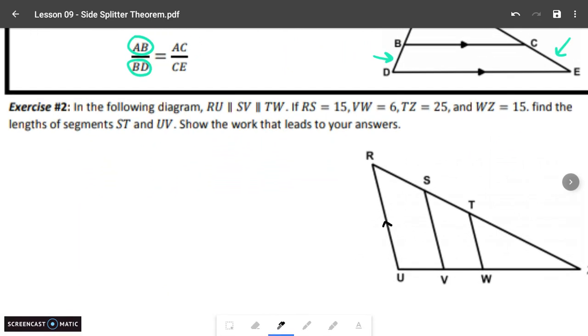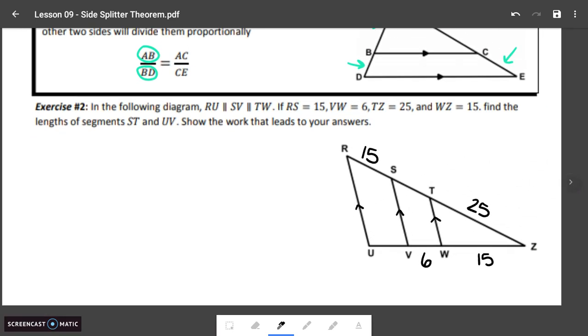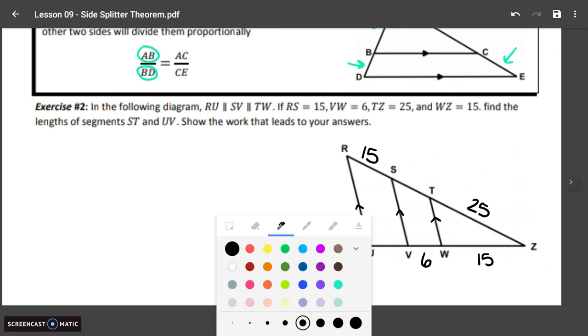So in the following diagram, we know that RU is parallel to SV, is parallel to TW, which we mark with an arrow. RS is a length of 15, VW is a length of 6, TZ, length of 25, and WZ is a length of 15. We want to find the lengths of ST and UV in this case.